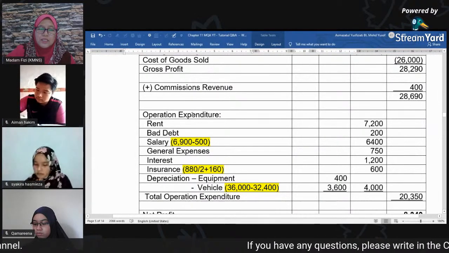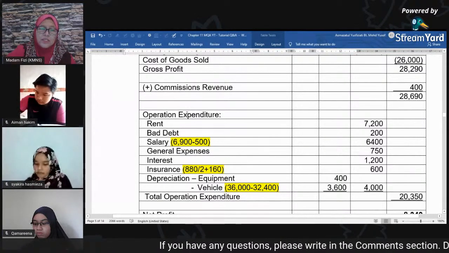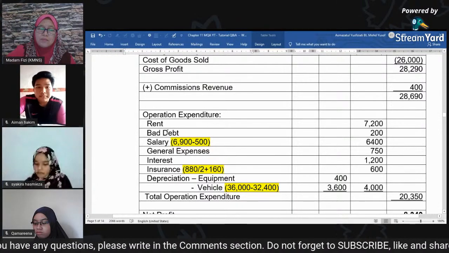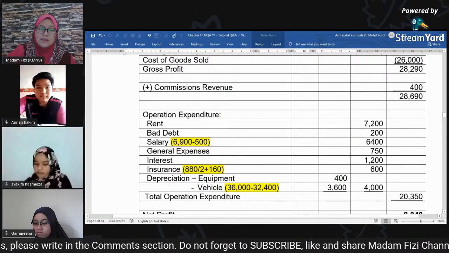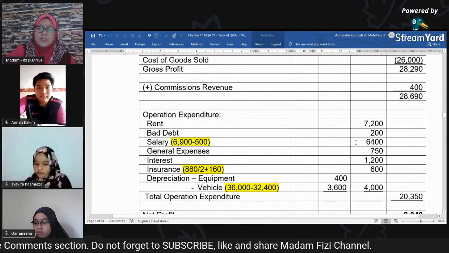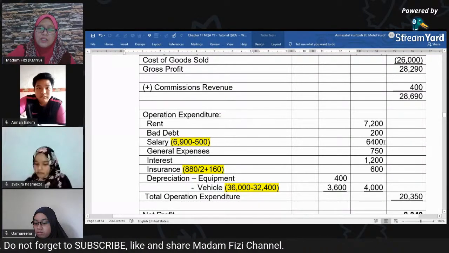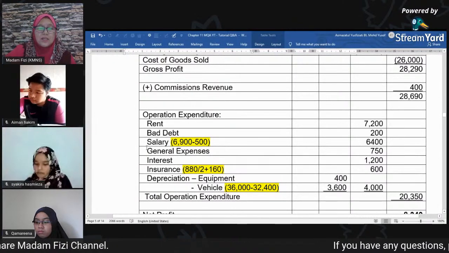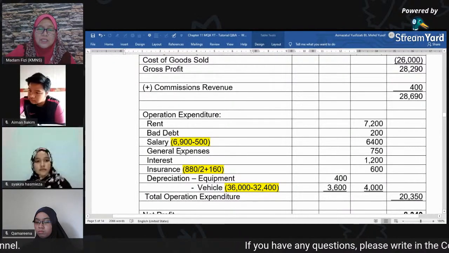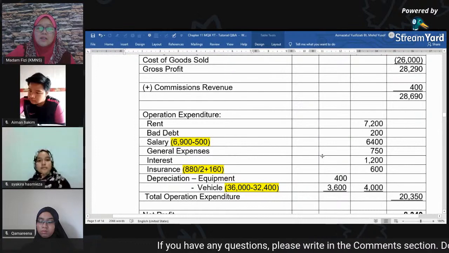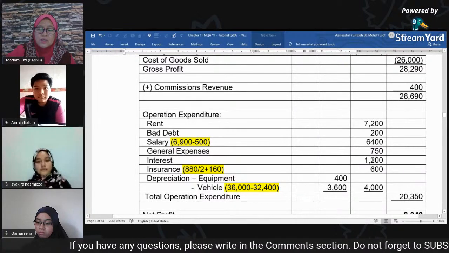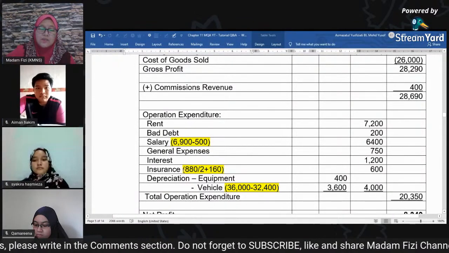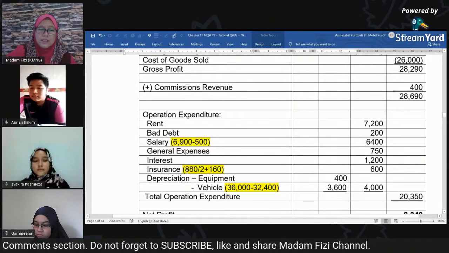Minus operation expenditure, or operation expenses. Rent, bad debt, salary. Okay, salary just now, just put 6,400 because we have calculated it in the T account. Okay, and then general expenses, interest, all these figures you get from the question. And insurance, okay, for insurance you have to calculate.